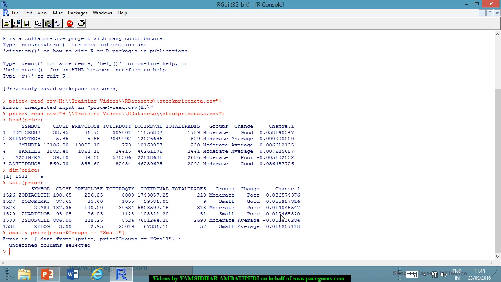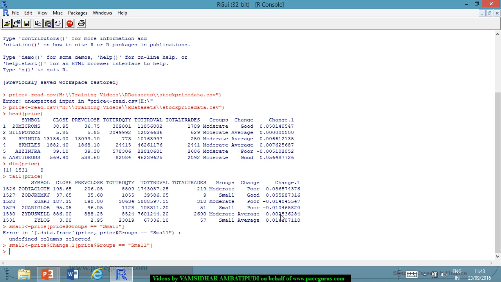Okay, so I have to get... I don't need to get the price, sorry. I have to get the price dollar change dot one. So probably I want to get the change dot one of the groups where the group is equal to small.